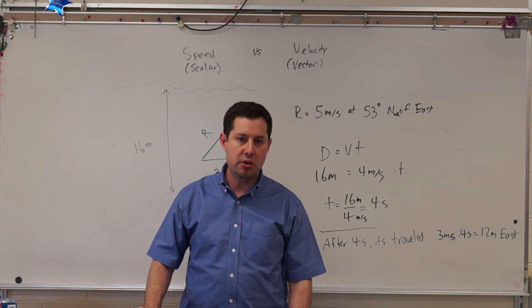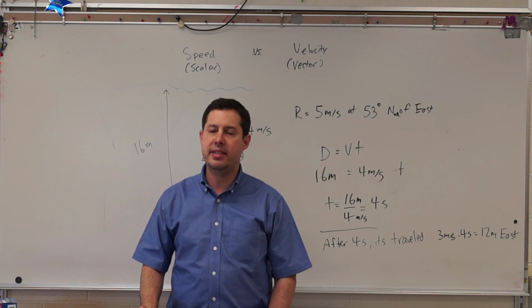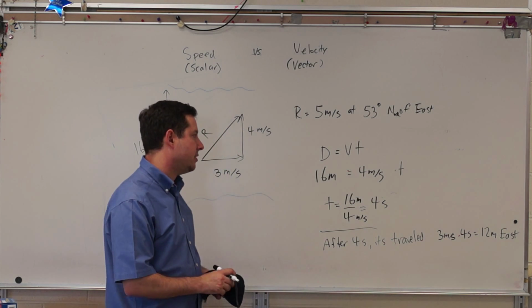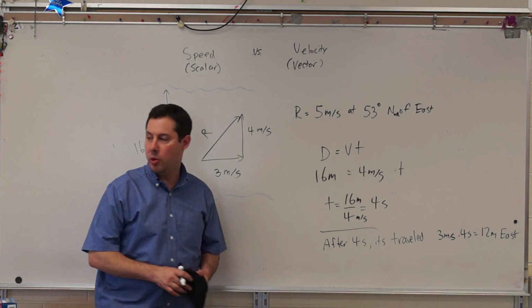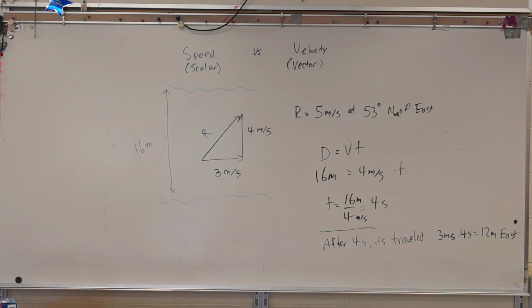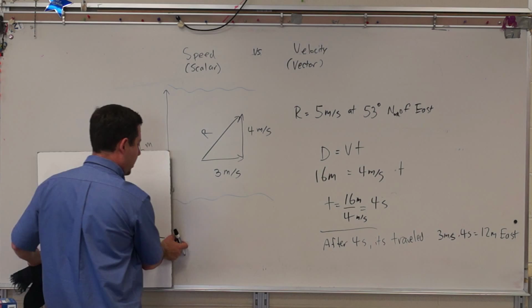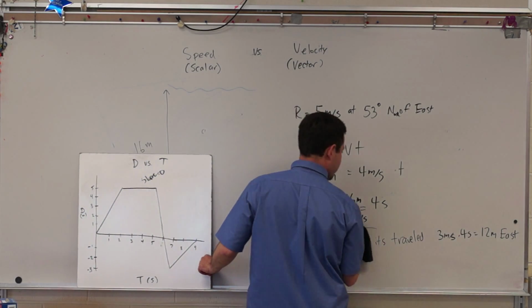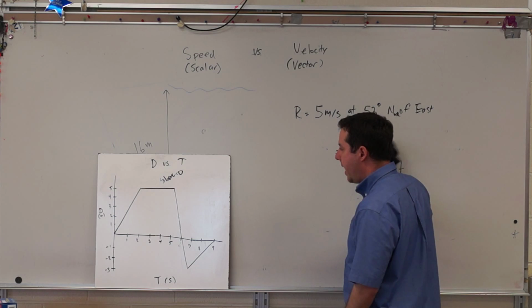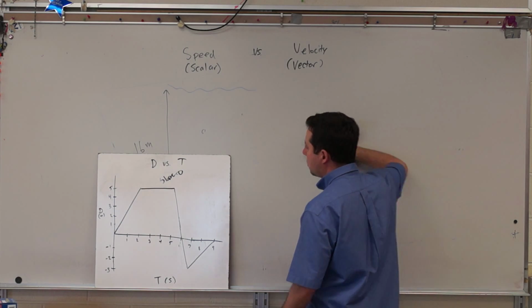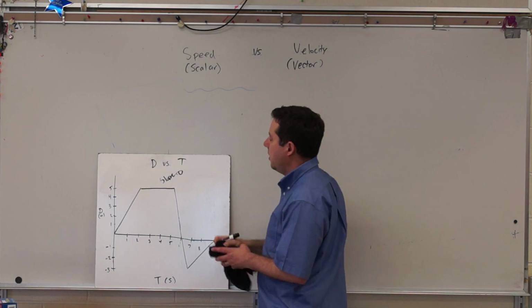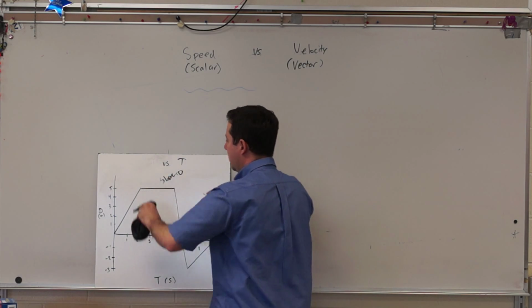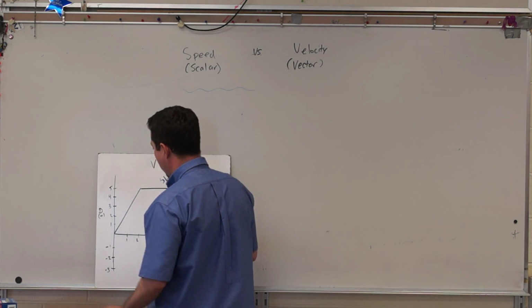I want to start next, though, by showing you the same kind of graph that I showed you last time, but I'm going to make a couple of important changes. So I'm going to put this up here, and I'm going to erase the things that I had up before. And take a look at this graph, and just watch what happens as I change this graph from a displacement versus time to a velocity versus time.